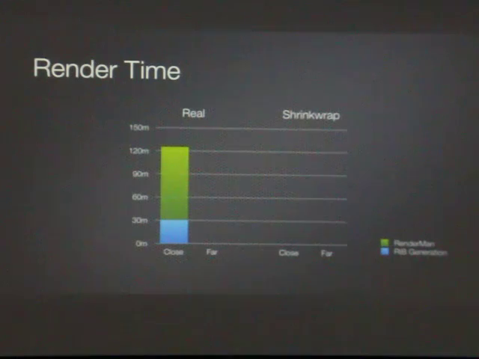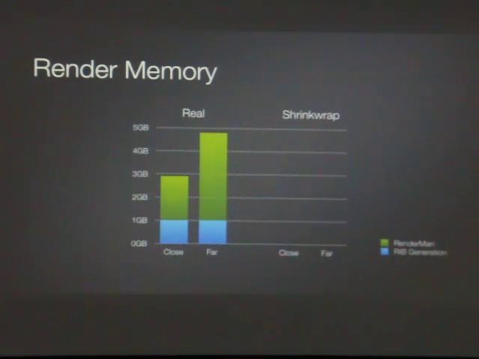The render times speak for themselves. Again, sorry, we went over this earlier in the render optimization portion, but we went from 120 minutes going down to 90 minutes far away, to way lower, just over 30, to almost nothing far away when we did the shrink wrapping. Same thing with memory. Memory actually went up far away with the real cars, but with shrink wrapping, it went down.